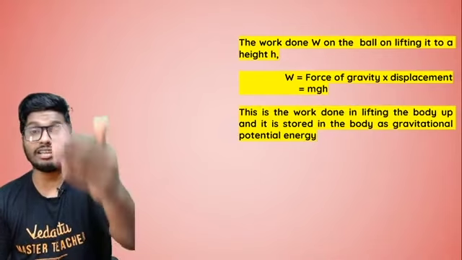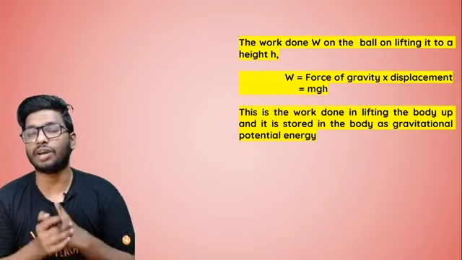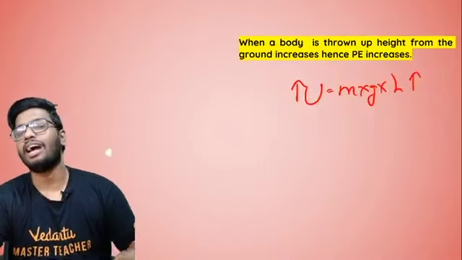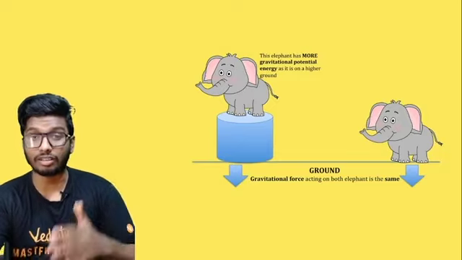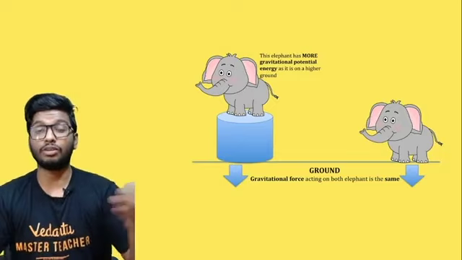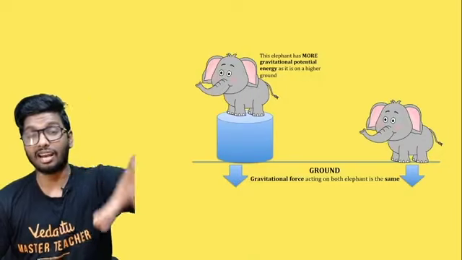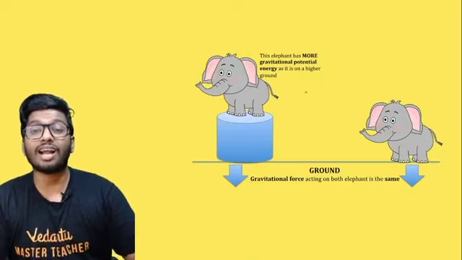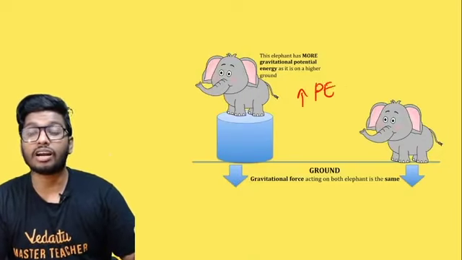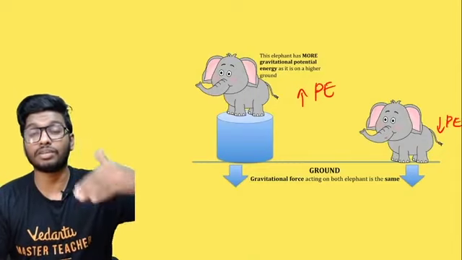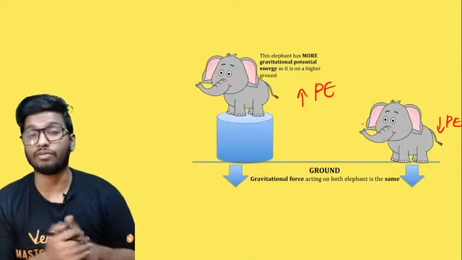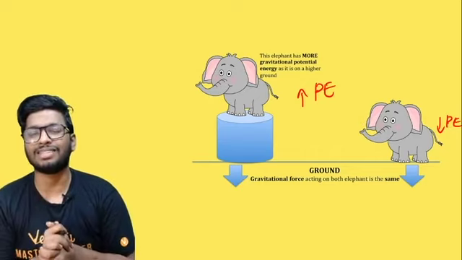And how do you calculate it? It is nothing but U is equal to mgh. As simple as that. And again, as you increase the height, the potential energy also increases. So if you were to compare these two cases, where there are two elephants, one standing on the ground and the other on a raised platform, the one on the platform has a higher potential energy. The one on the ground has a lower potential energy, because the height from the ground is more in the case of the first elephant. As simple as that.